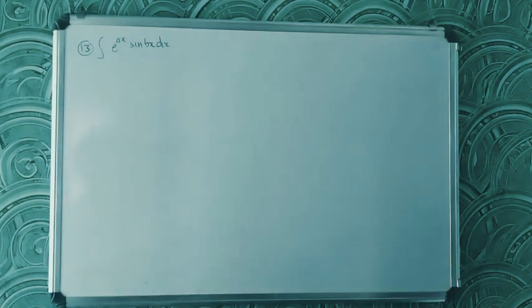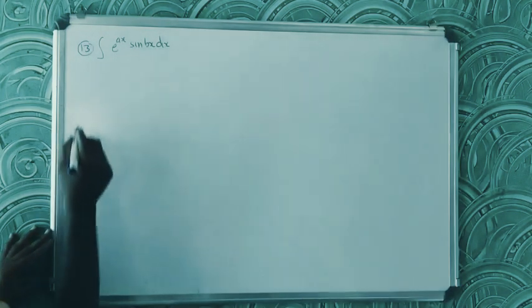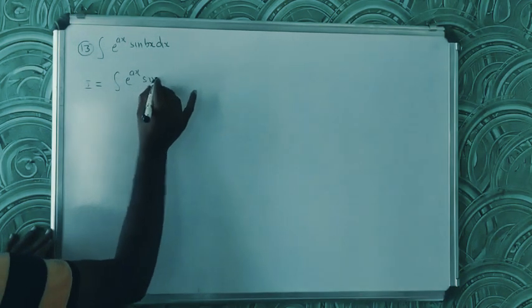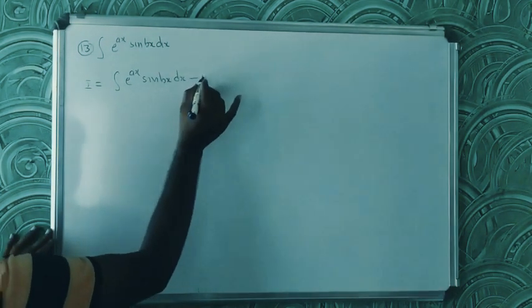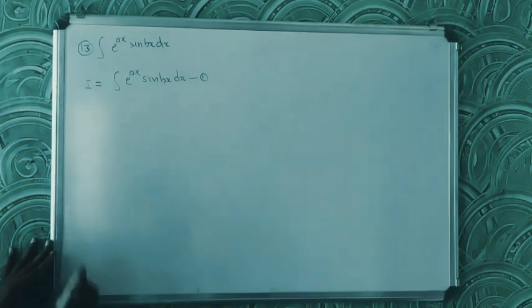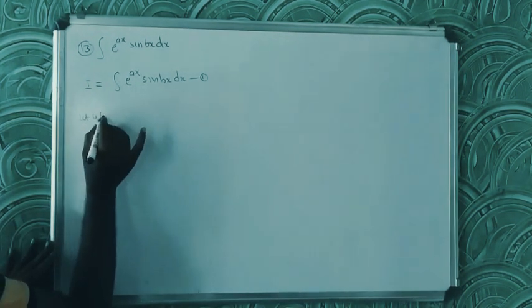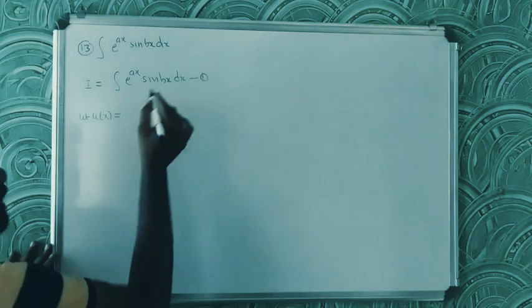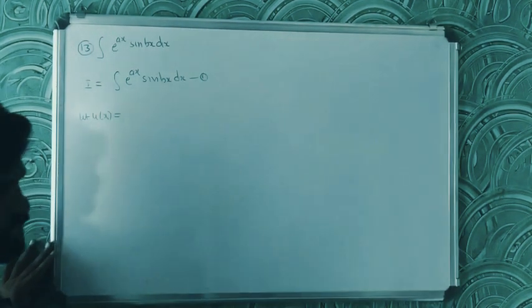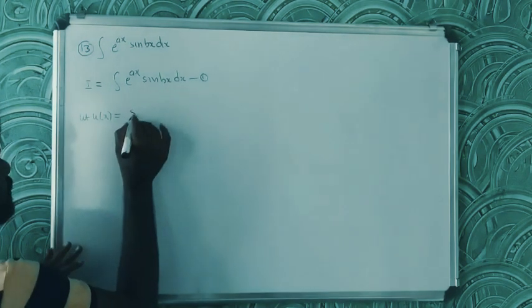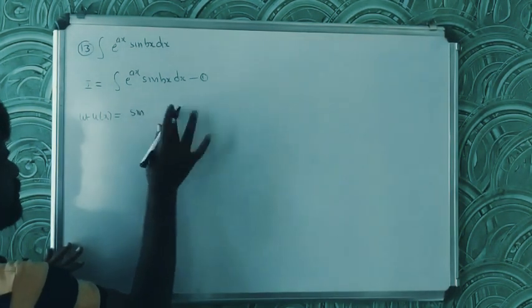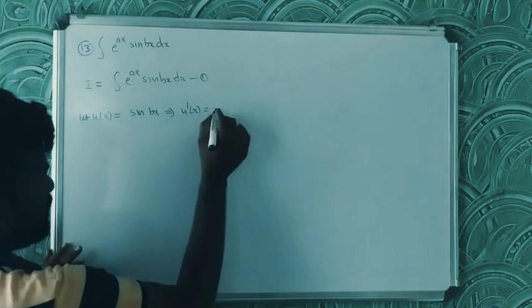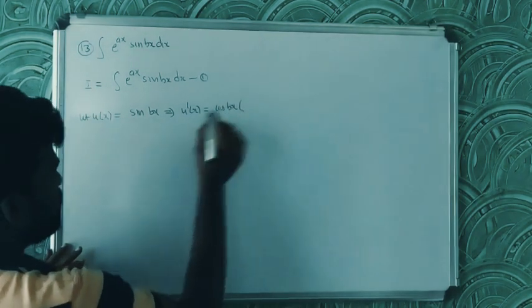Problem number 13. Let I is equal to integration of e power of ax into sin bx dx. Equation number 1. So we have to choose integration by parts here also. Let u of x: e power of ax is exponential, sin bx is trigonometric function. So the sin function is first. Let u of x is sin bx. This implies u dash of x is equal to d by dx of sin bx, which is cos bx. The inner derivative of bx is b.